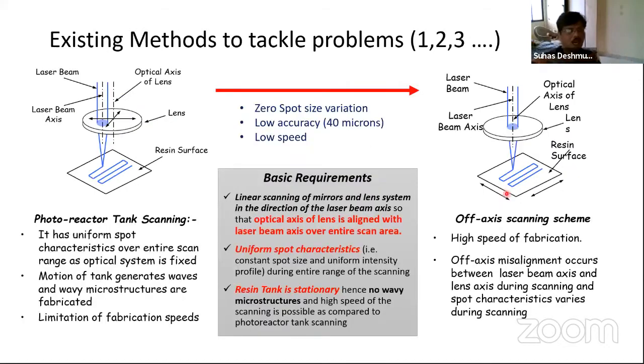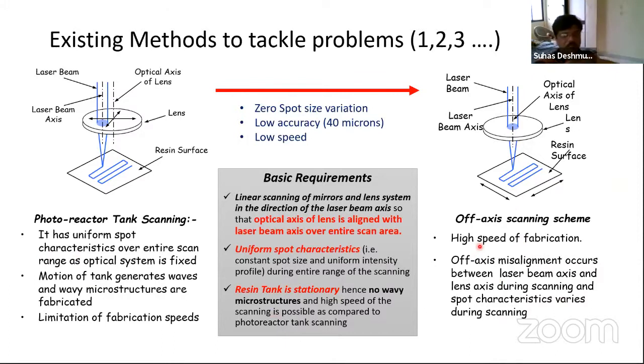Then another approach: people thought, why can't we keep the lens and resin surface fixed and only move the lens? I will not have any optical scanner before it, but only move the lens in X and Y direction. That also gives scanning. Another one is photoreactor tank scanning. These pictures have been clipped; maybe this picture should be here and this one here. This picture shows off-axis scanning, and this shows photoreactor tank scanning.